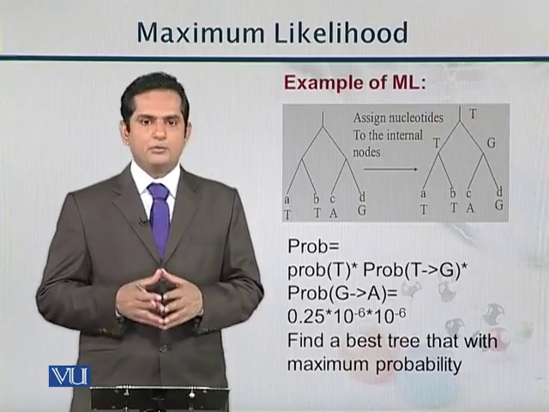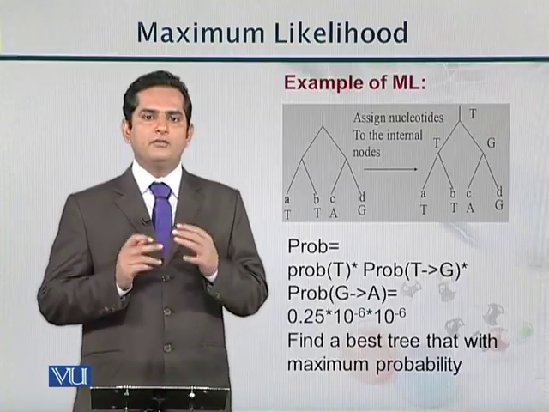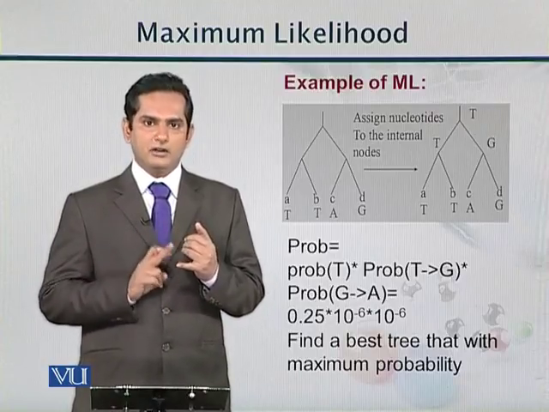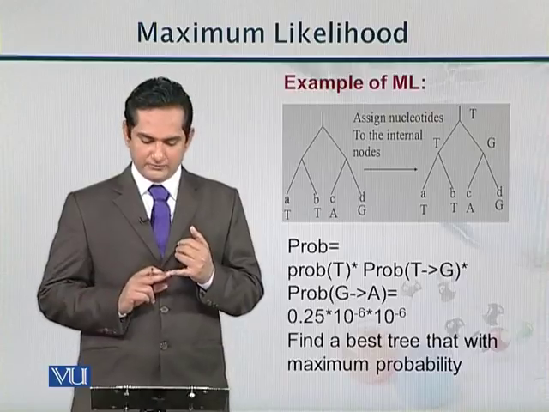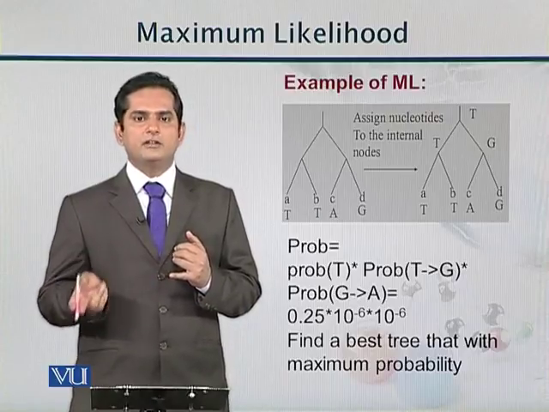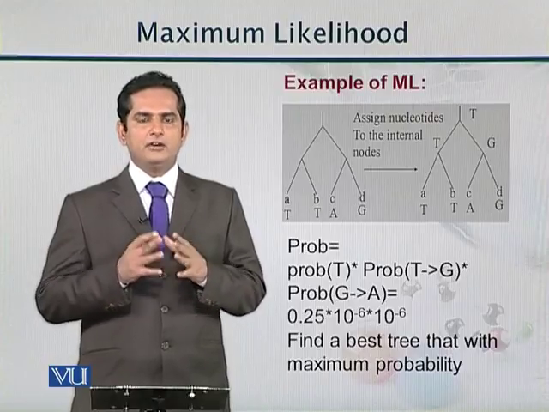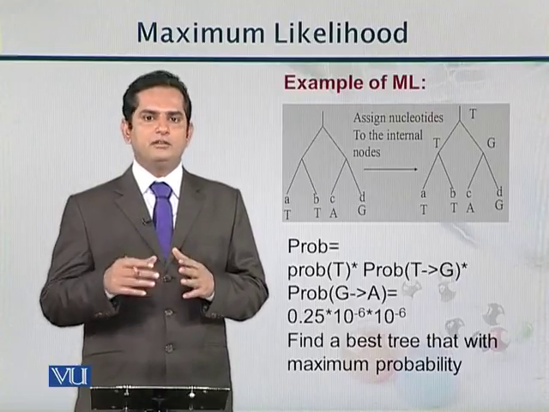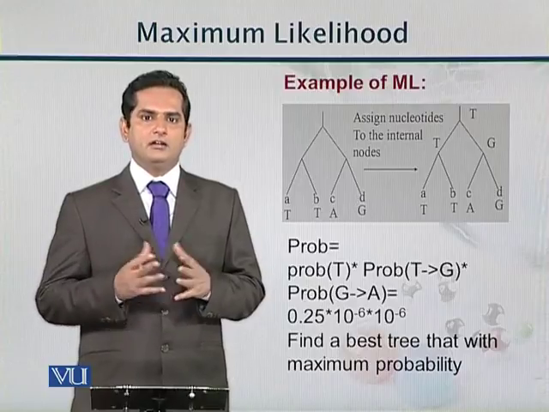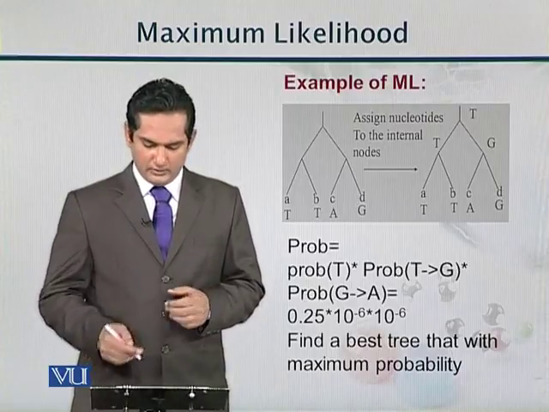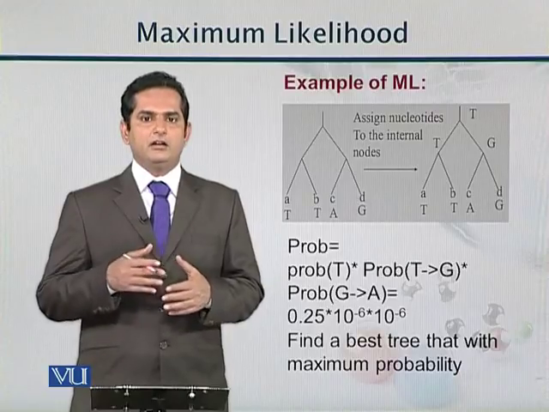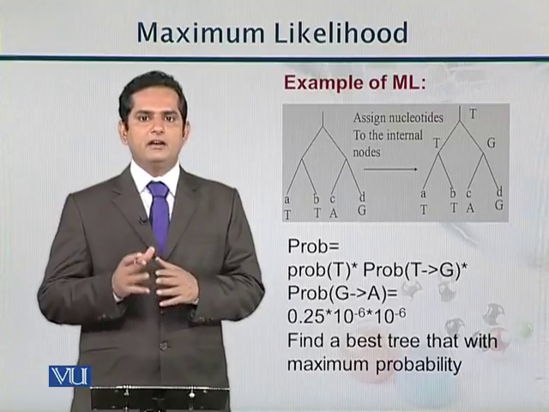So to calculate this probability, what I need to know, probability of T itself, then probability of T when it is converted into G, and similarly probability of G when it is converted to A. So I will get these three probabilities, and then the tree which has the highest probability for all these things, it will be selected as the output tree. So in this mechanism, it will be selection of the best tree against our data.